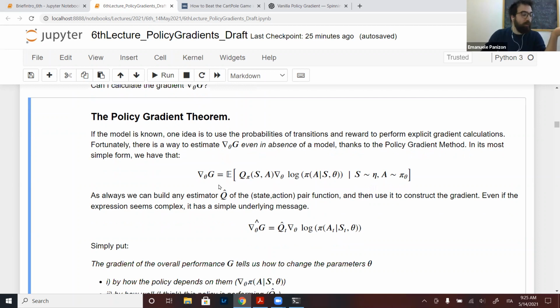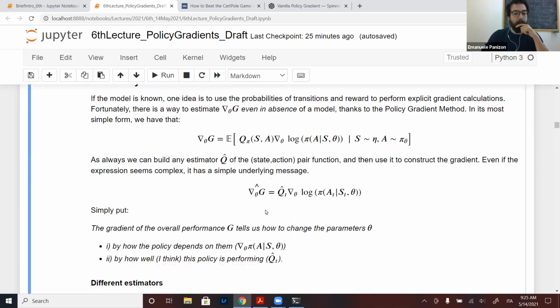Then, as always, when we have some kind of writing like this with an expected value, we can try to do it with proper sampling. So we can create some estimation of this Q value and find from the trajectory the values of the gradient and follow it. Okay.